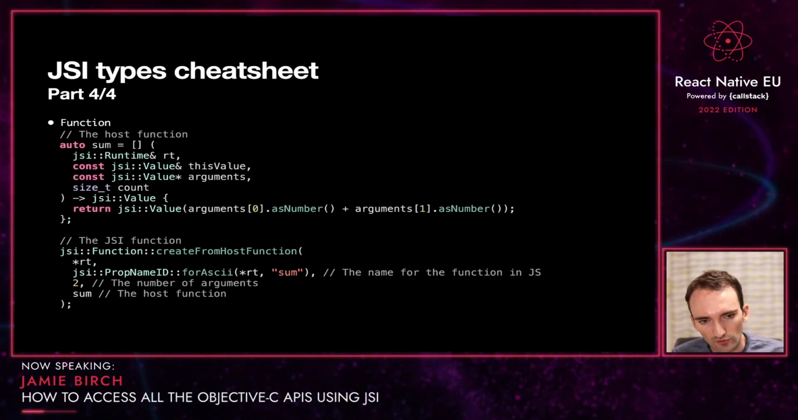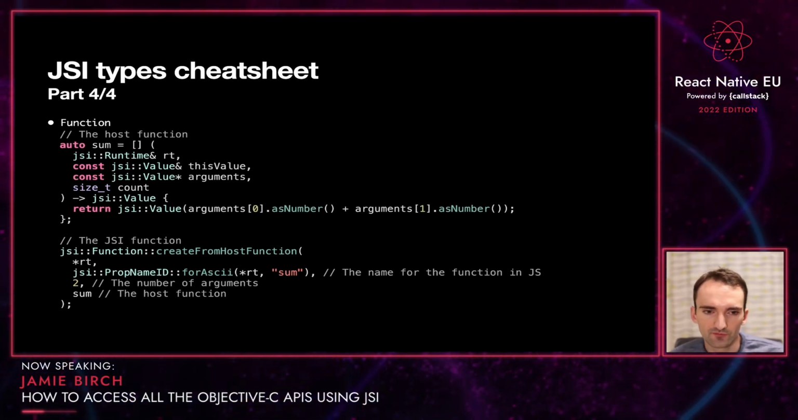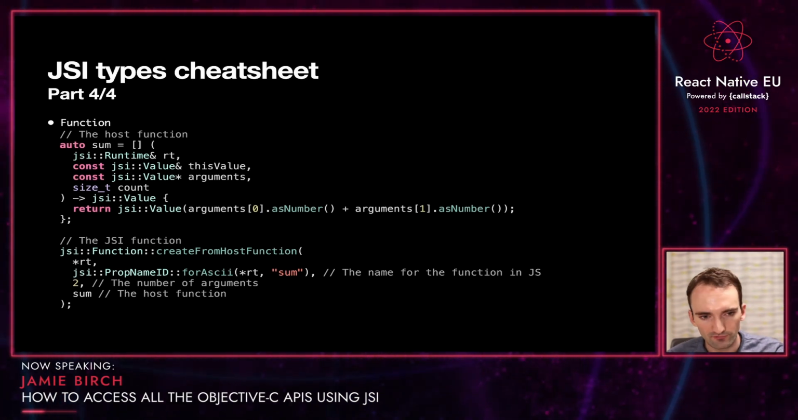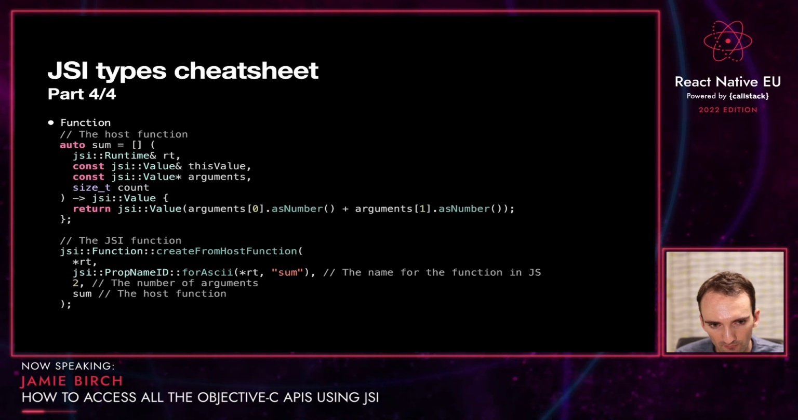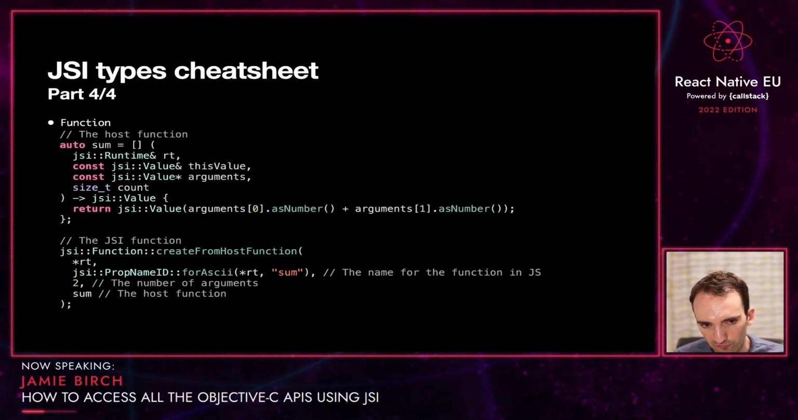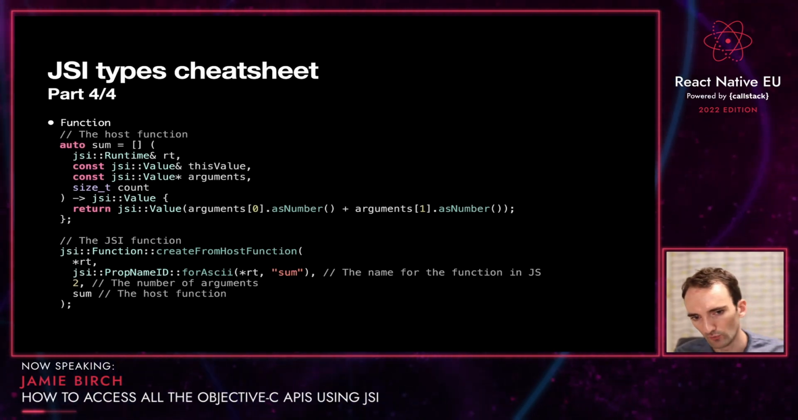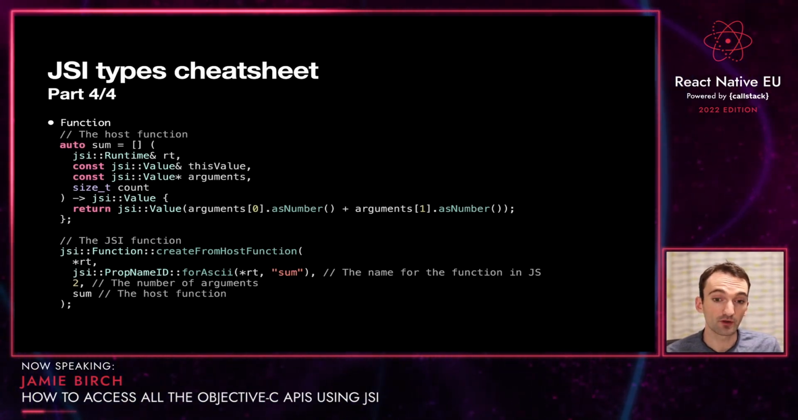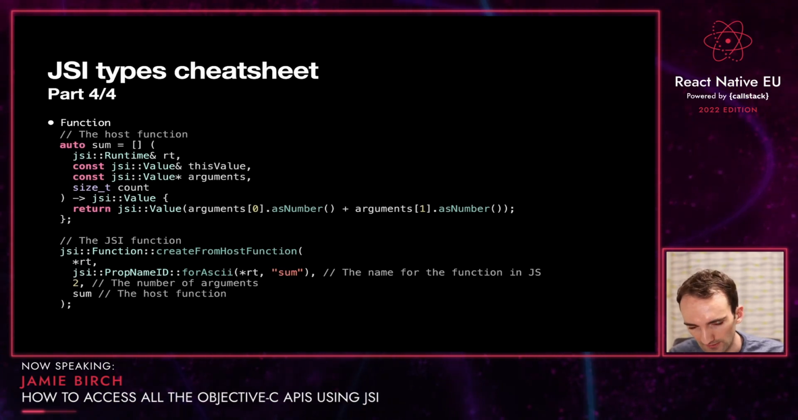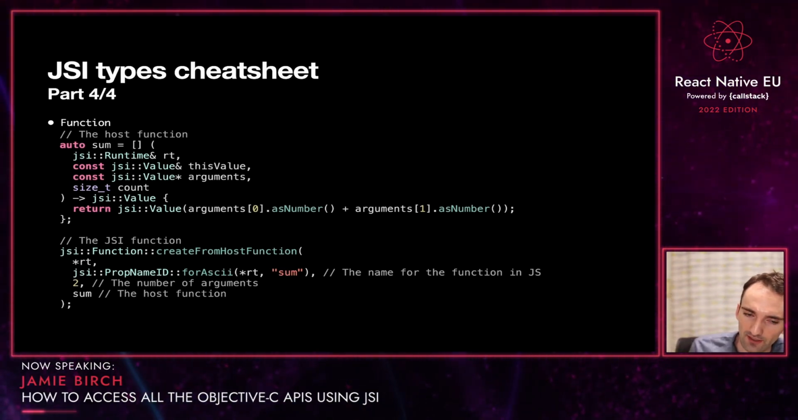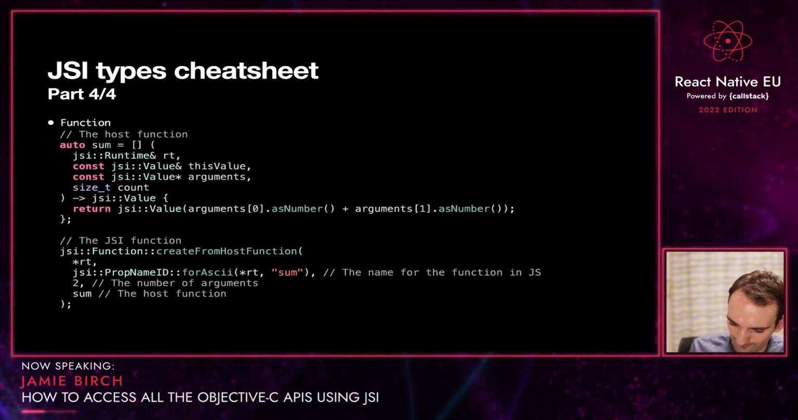And so now we've made our host function, and we just need to make the JSI function. You'll see JSI function create from host function, pass in and dereference via the runtime pointer, provide a prop name for it, which is pretty simple. We're going to call our function sum on the JavaScript side. So we say sum, please. We tell it it's got 2 arguments, and we give it the host function.